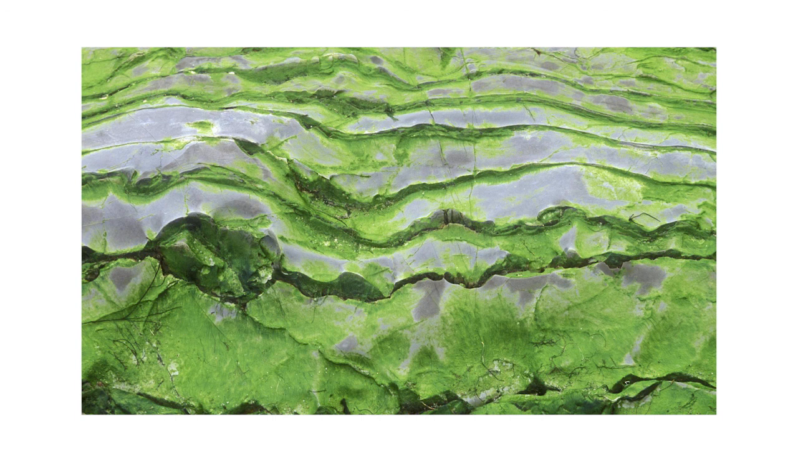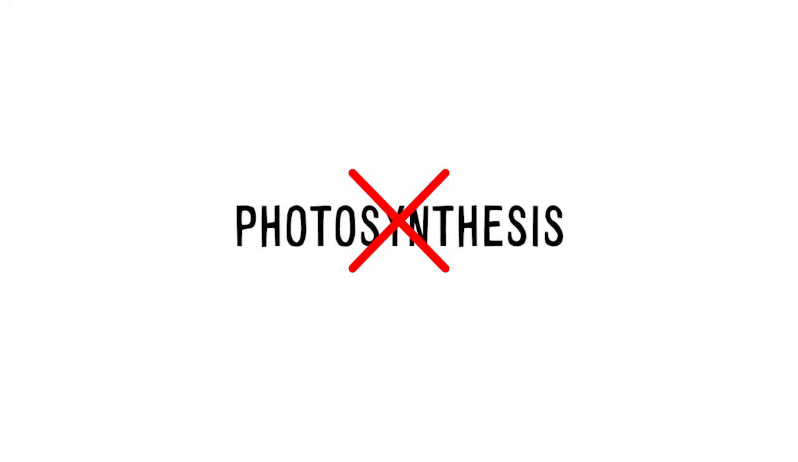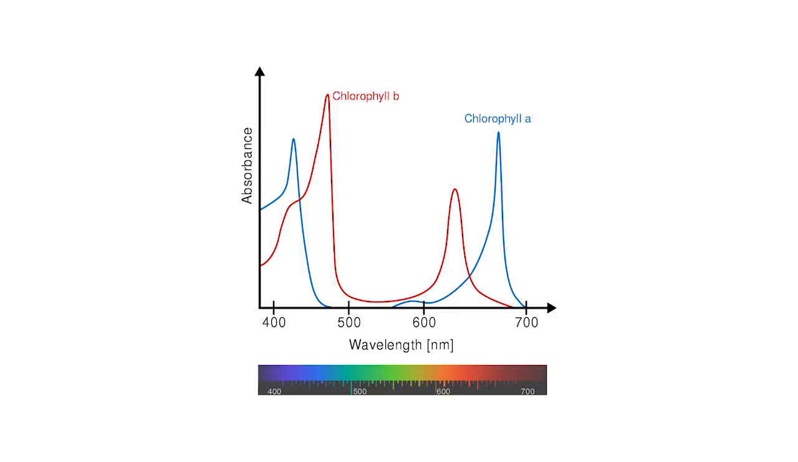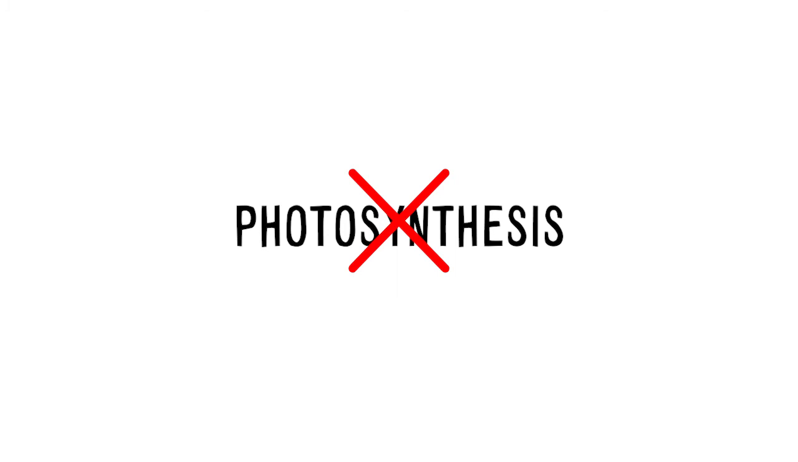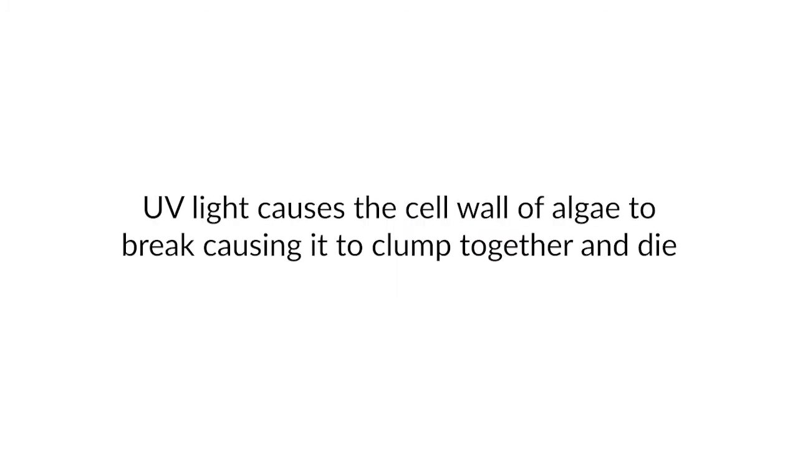Did you also know that when green algae are exposed only to UV light, they would not be able to perform photosynthesis? Only the visible light range from red to blue is photosynthetic radiation. Since UV light has too much energy, it is not viable for photosynthesis. UV light causes the cell wall of algae to break, causing the algae to clump together and die.